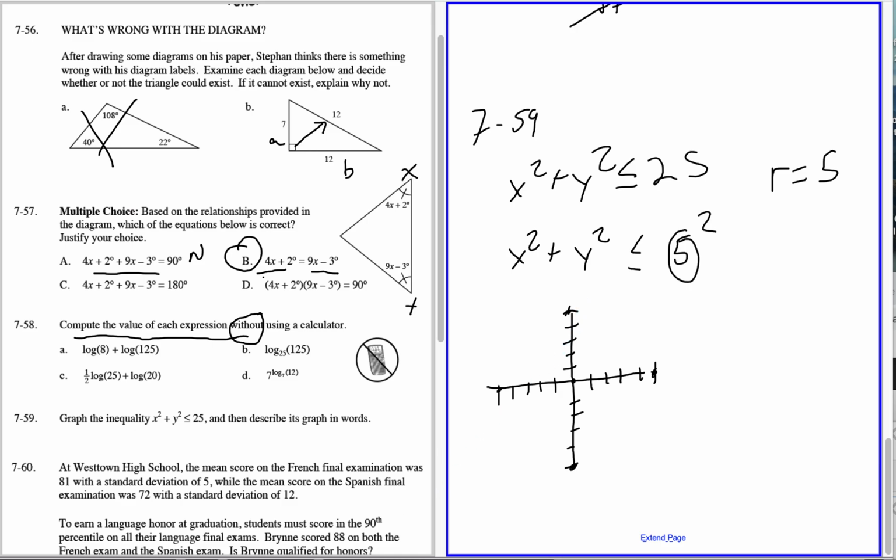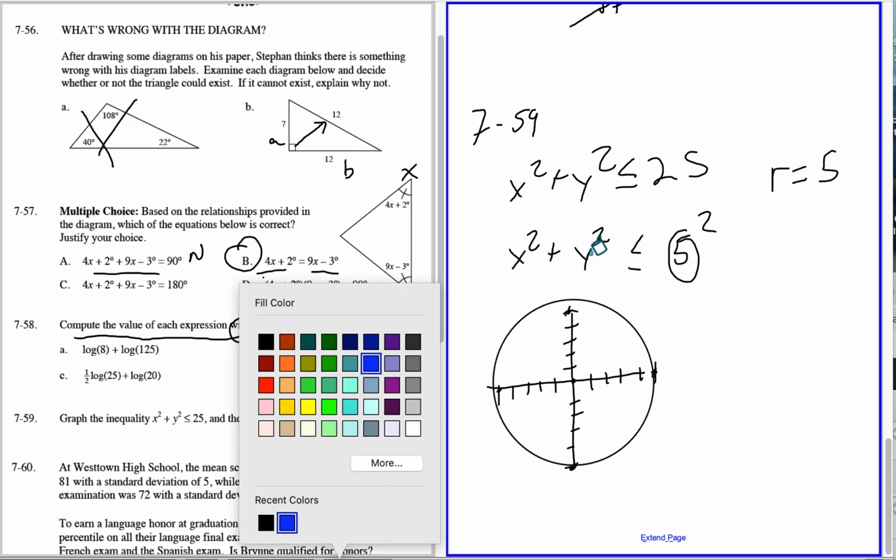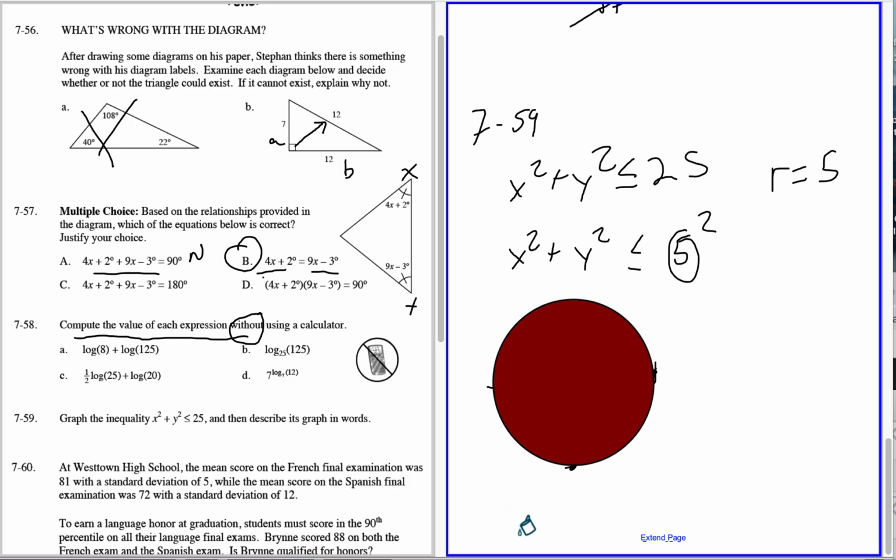Oh wait, is there a circle tool? See if I can be real cool. Give me a circle. That was cool. My radius is off though. Cool circle tool. Okay, this says everything inside. My x and y must be less than the line, less than the radius. So I'm going to just shade in everything on the inside of that.